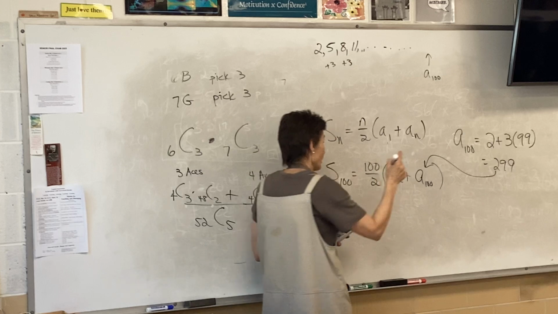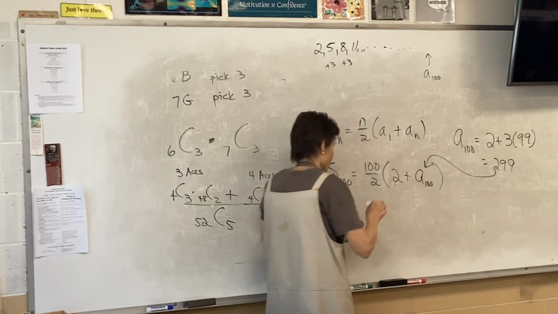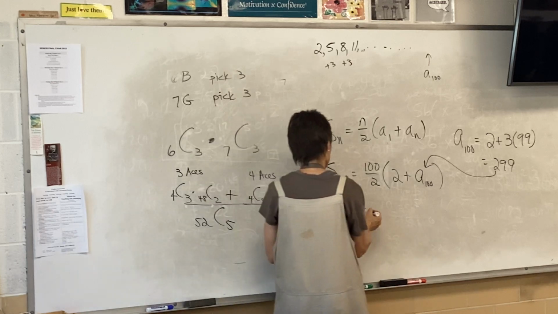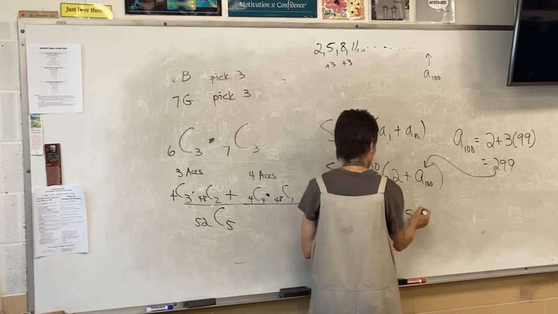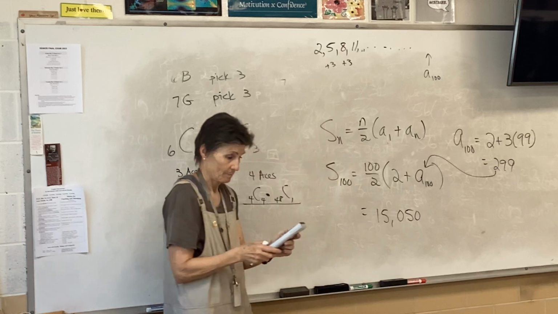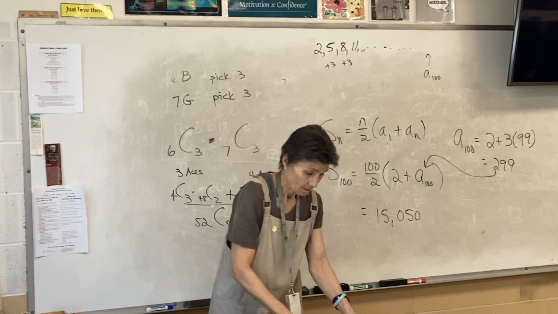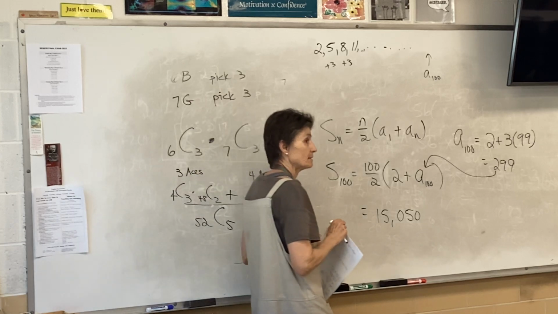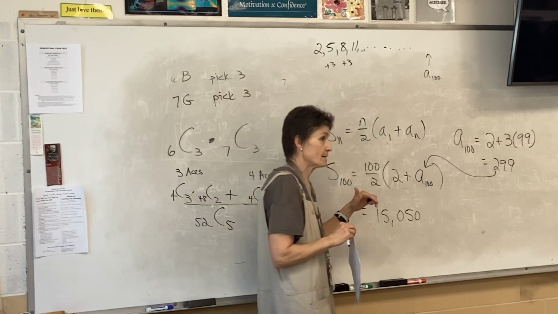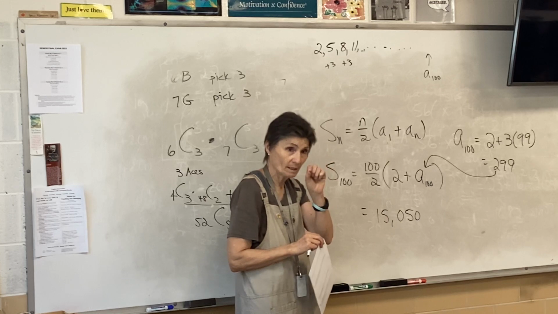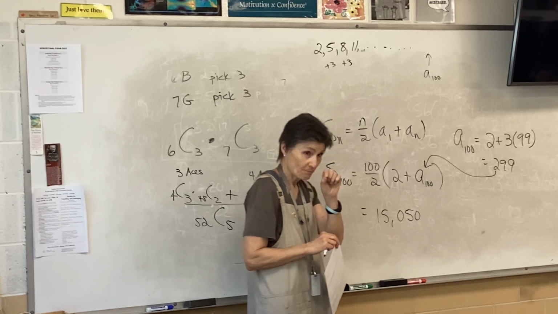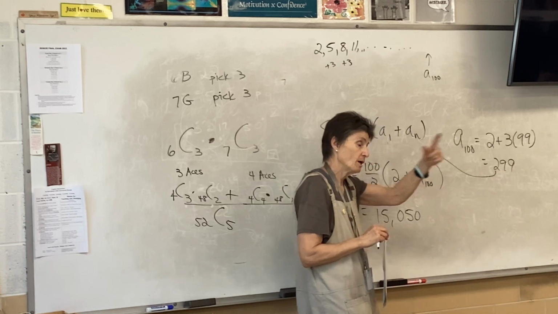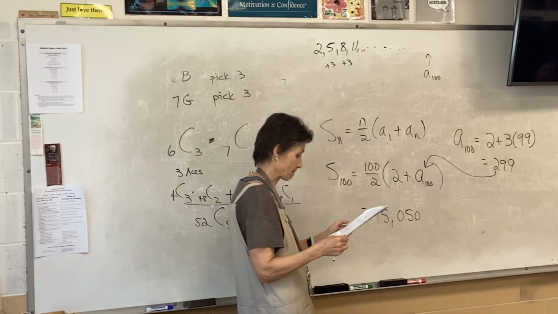So then I can plug that last term in, and it looks like my answer is 15,050. Now, not every problem is going to be a 2-stepper like that, but the moral of the story is, once you've figured out which formula you need, if you're missing something, then go to the other formula, and it will help you fill in what you're missing.